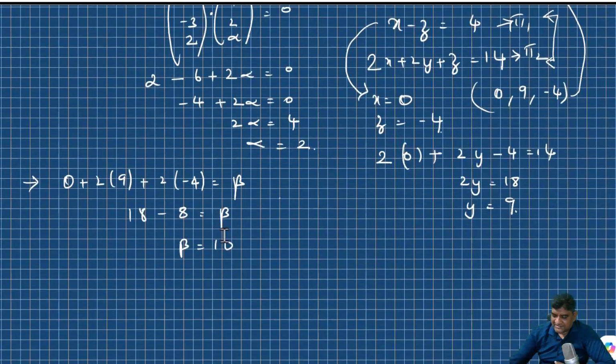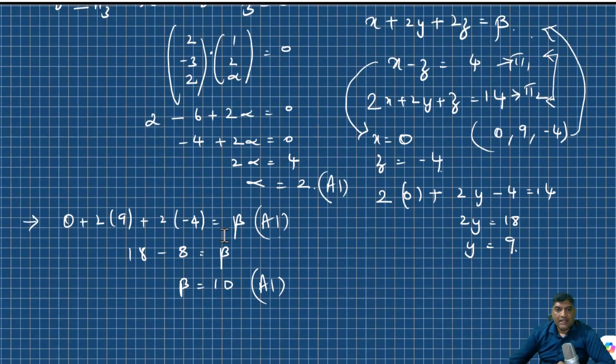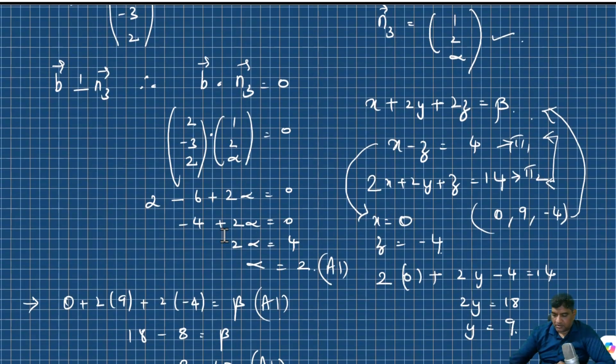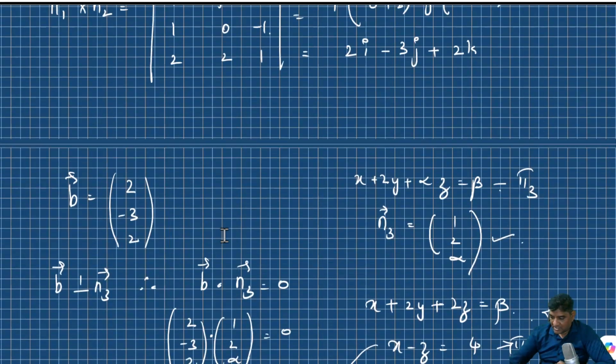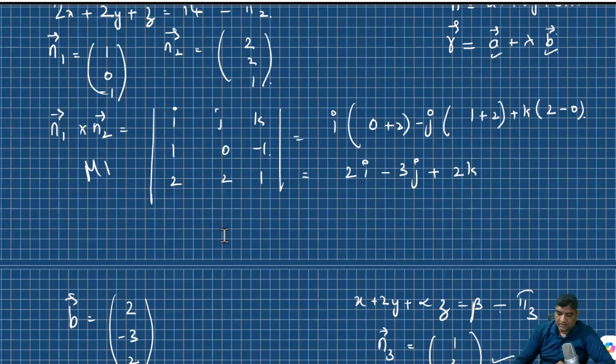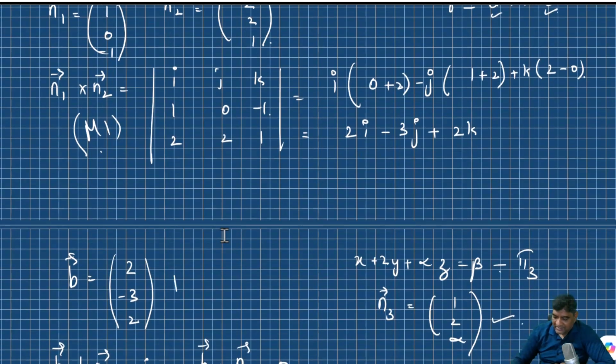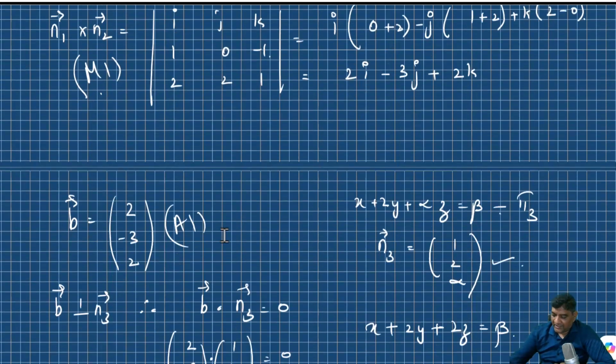Okay, quickly discussing the mark scheme. Getting the value for beta, which is 10, gets you 1 mark. Getting a point to substitute gets you 1 mark. Getting the value for alpha gets you another mark. And using the cross product gets you 1 mark. Where is the cross product? Here. The method mark for using the cross product, and then you get 1 mark for getting the b vector.